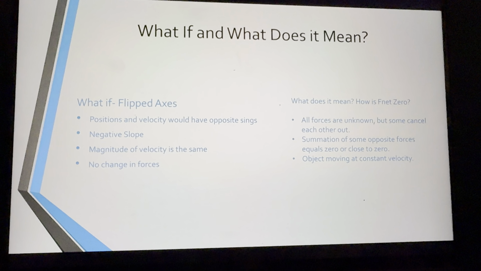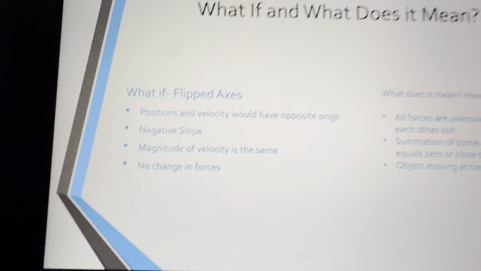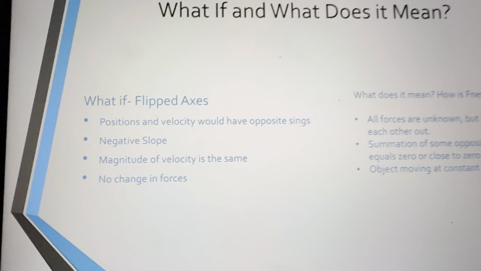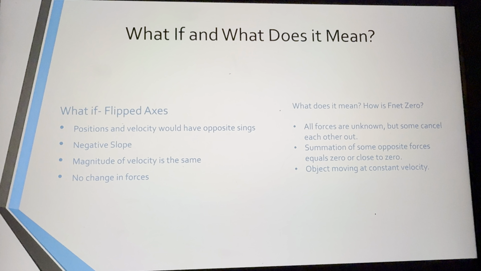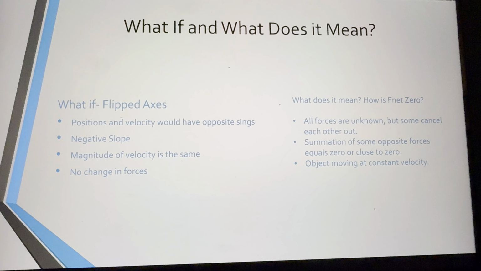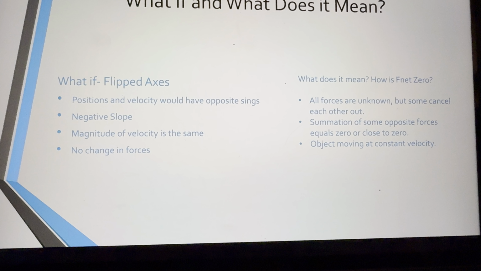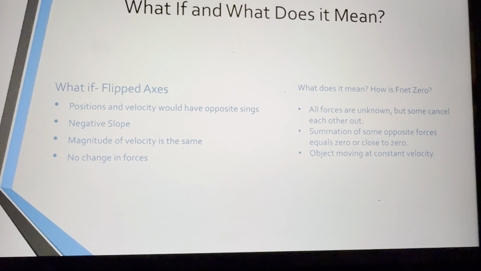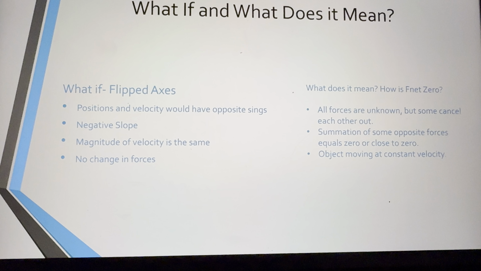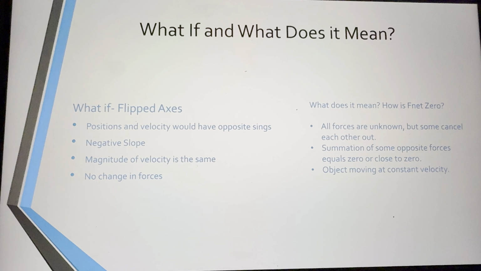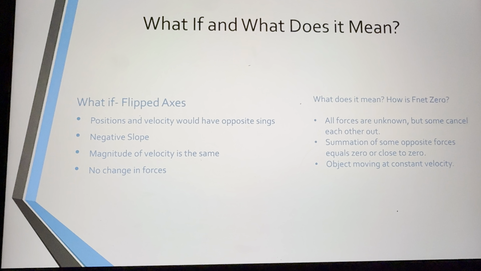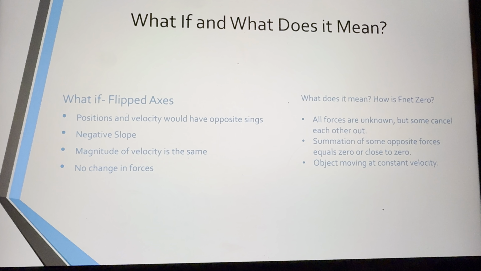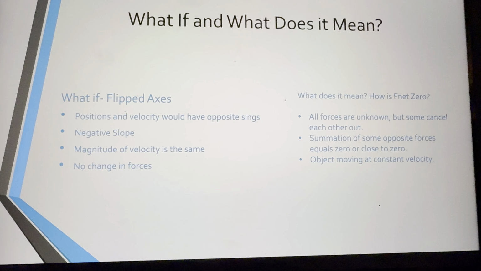And finally, what if and what does it mean? So first, what if we flip the axis of our tracker? Well, this would mean that the positions and velocities would have opposite signs, and the graph would have a negative slope instead of a positive slope for the velocity and positions. And although it does have opposite signs, this still means that the magnitude of the velocity is the same, since it still went the same speed and traveled the same amount of distance.